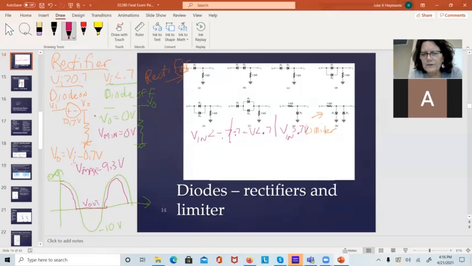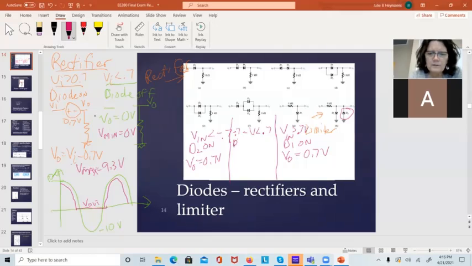If it's less than negative 0.7, then D2 is going to kick on, and the other diode will be off. And I'm going to get V out will equal negative 0.7. We did a lab like this, so we did spend a lot of time on this. If Vn is greater than 0.7, then D1 kicks on, and V out will equal 0.7. And if it's in between, both the diodes are off. So Vn is just going to equal V out. It just passes through a resistor with no current.